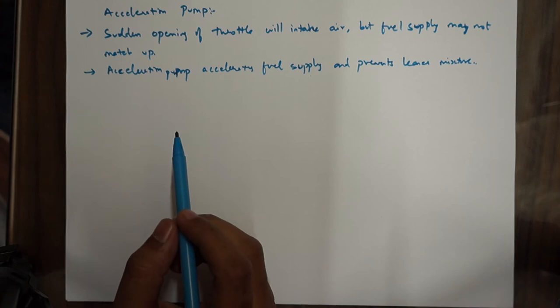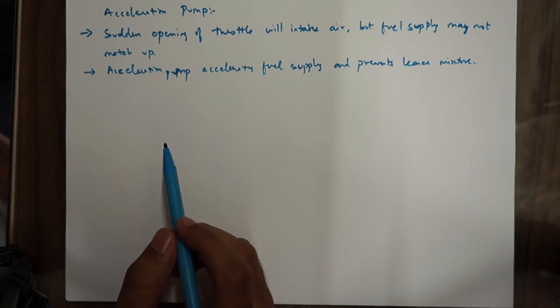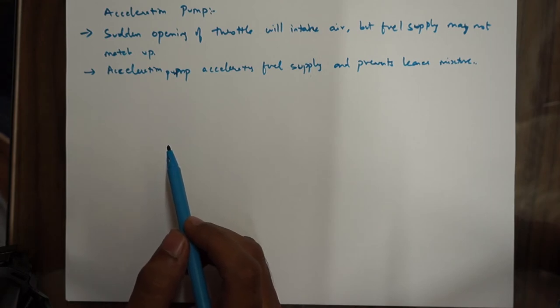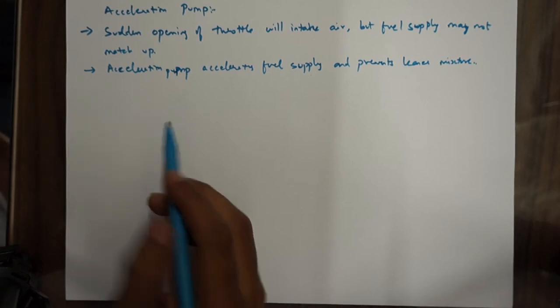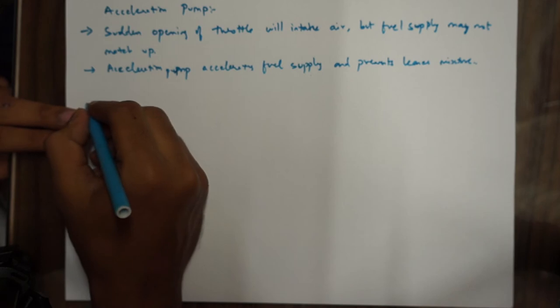Now what happens if your float is punctured? If your float is punctured, the float chamber won't function, and hence you'll have flooding of the float chamber and flooding of the whole carburetor itself. These are extra points that I'm writing here.